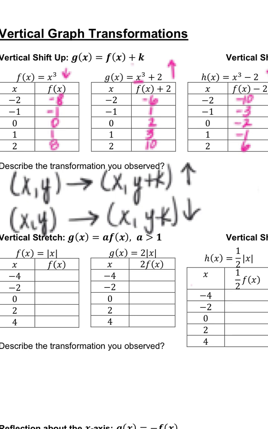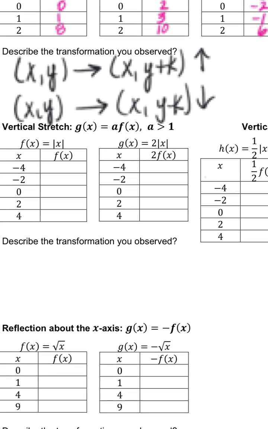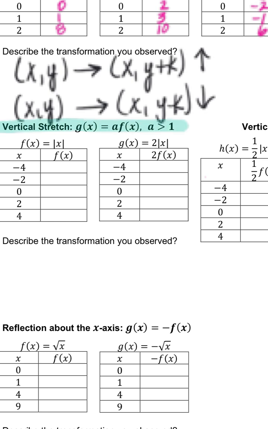So I am going to quickly highlight the rules real quick. All right, so now we're going to talk about a vertical stretch. A vertical stretch is when you take your function and you multiply the whole function by some number a that's greater than 1. So for starters, we're just going to plug in the x values into our function, absolute value of x.